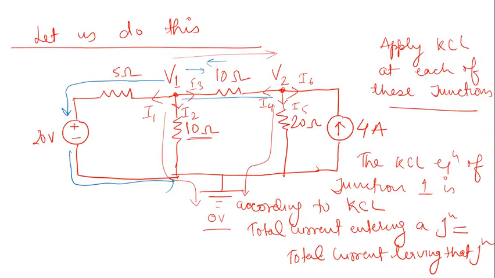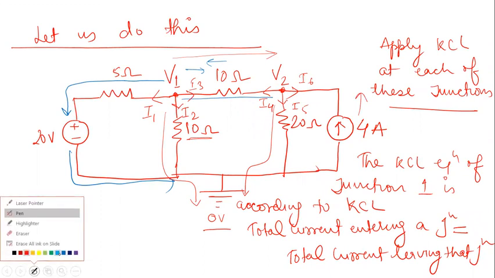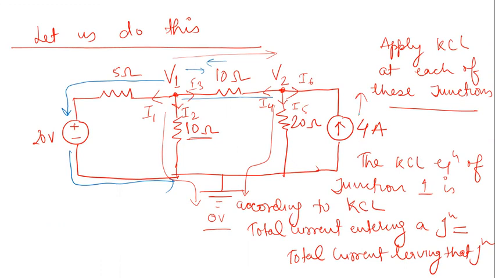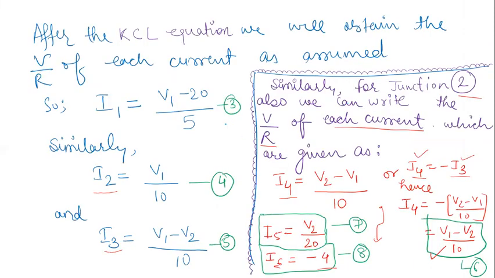Now let us see why we have taken I6 as minus 4. See, this current is directed in this particular direction here, right? But what we assumed is that the current is flowing like this. So this direction, which is assumed by us, is opposing the actual direction of the current, and that is why we have taken it as negative, right? So these are the equations. I have marked them as equation numbers 3, 4, 5, 6, 7, and 8.